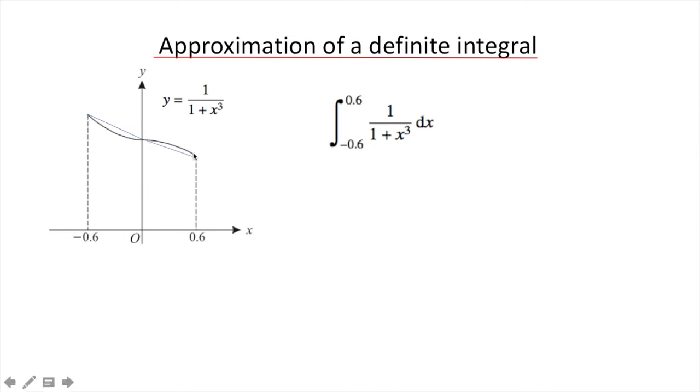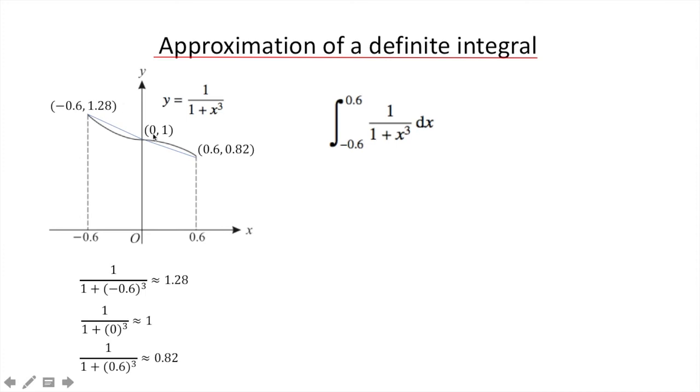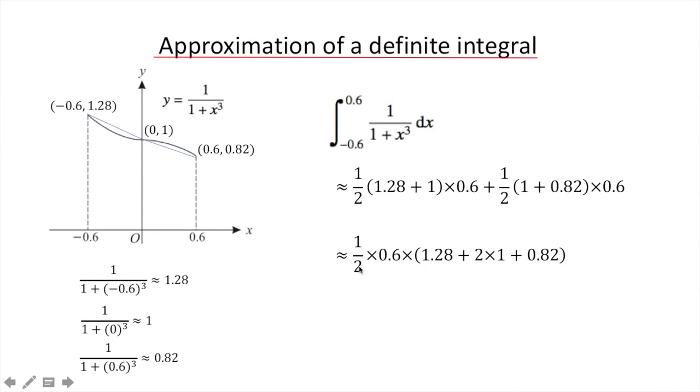We now need some coordinates or ordinates, and so we substitute in the values of negative 0.6, 0 and positive 0.6 to give us the three y values, or the lengths of the parallel sides of those trapeziums. So to approximate this definite integral, we've got the first trapezium on the left, which is a half, the sum of the parallel sides and the distance between the parallel sides, and then the second trapezium on the right, a half, the sum of the two parallel sides multiplied by the distance between them. Or combining into one calculation, a half multiplied by the width of the interval, and then the first, the last, and double the middle y value, giving us an approximate area of 1.23 units squared.